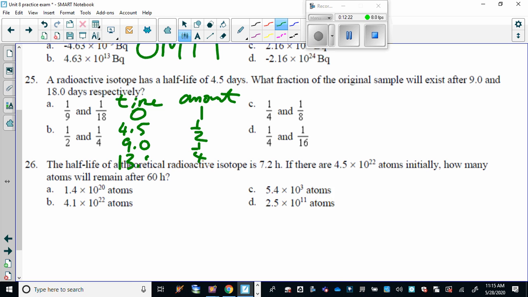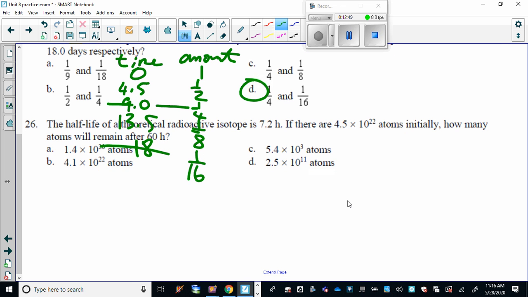So this next one is 13.5. It's going to be an eighth, sorry, not a quarter, I meant an eighth. And then it goes to 18, which is 1/16. So the correct answer: at 9 days, it's a quarter, and at 18 days, it's a 16th. So not a difficult question, but one that you could get tripped up on quite easily.